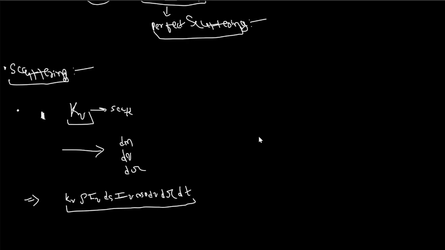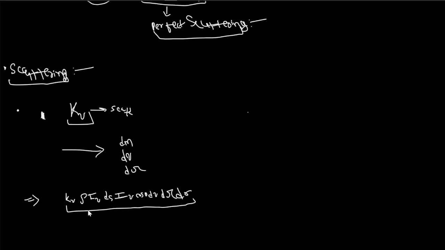Okay, so let me just put it in a... this is very important. Here I think I have not included the correct term. Here it should be not dt, here it should be d sigma, which is a surface element. So this is how we define the scattering of the radiation.